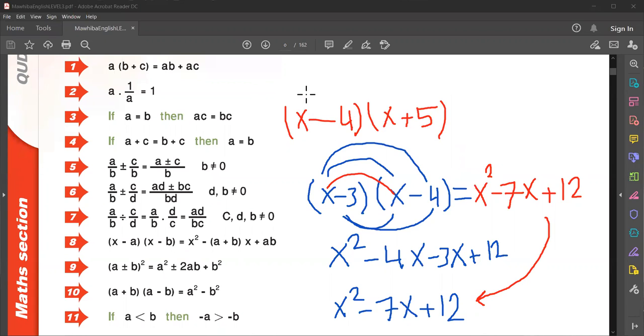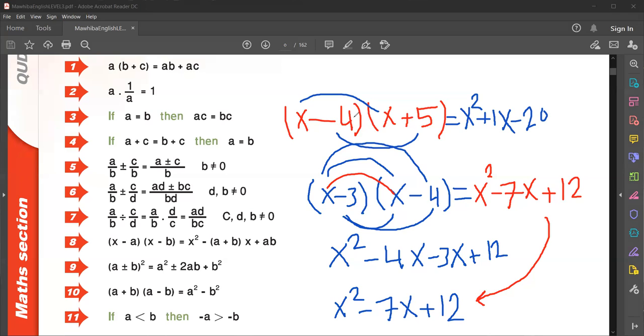Like this, you multiply x times x equals x squared, right? Then you add minus 4 plus 5 equals what? Equal to 1, and write it here x. Minus 4 times plus 5 equals minus 20. That is the short answer.